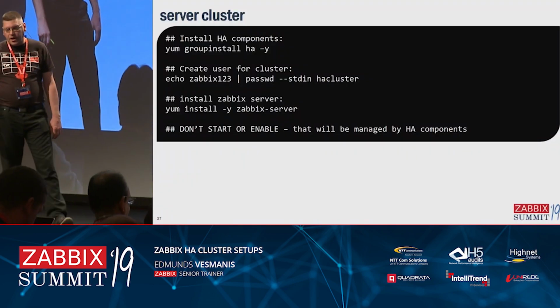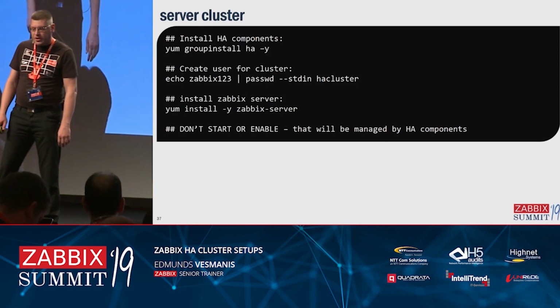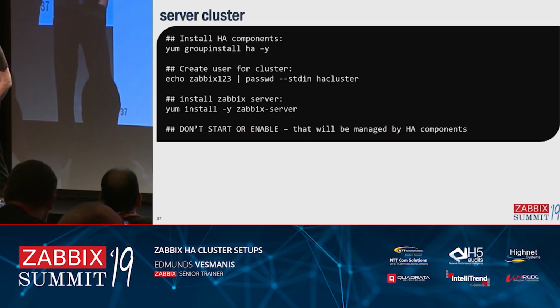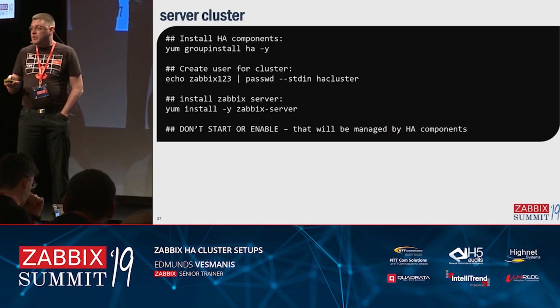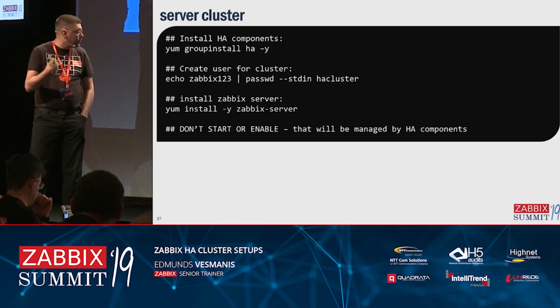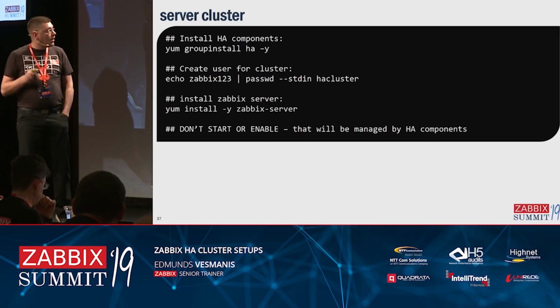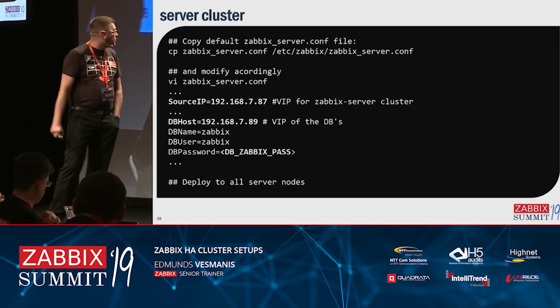When it's done, we proceed with the server cluster. Again, we install HA components, we create our cluster user, and we install our Zabbix server binaries, so the daemon, but we don't start it. We don't enable it, we don't start it. We will let the HA do that.